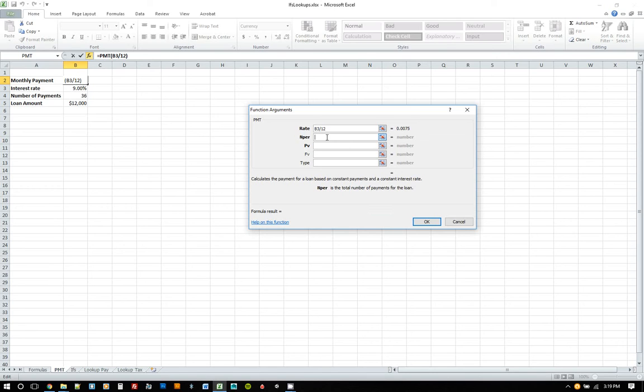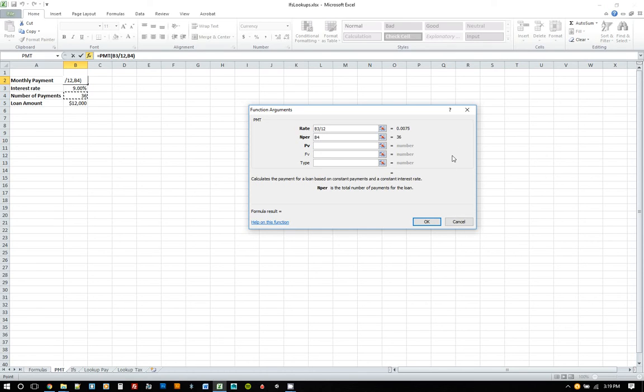Then we can come down to this Nper, and as you can see down here, Nper is the total number of payments for the loan. So you can see that's actually labeled quite nicely over here. The number of payments is going to be 36. So I'm going to go ahead and click on that cell to reference it, and we're good to go.